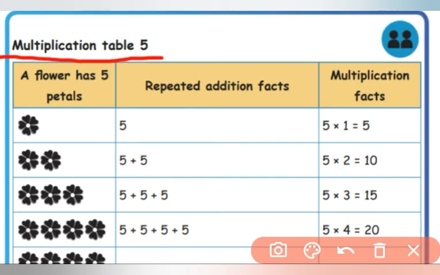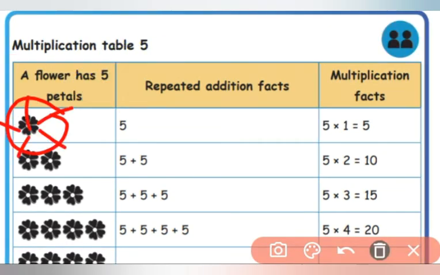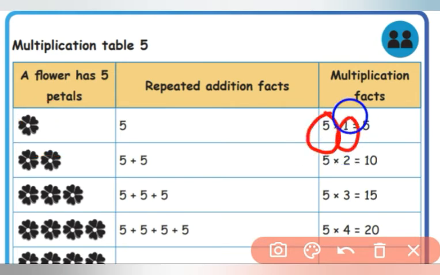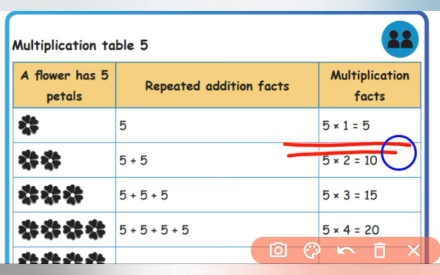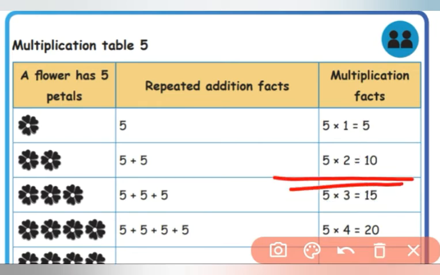Multiplication table 5. A flower has 5 petals. Multiplication facts. See the first one. 1 flower, 5 petals. The total number of petals is 5. The multiplication fact is 5 into 1 is equal to 5. Next, 2 times 5. The number of petals is 5. The number of flowers is 2. The total number of petals is 10. The multiplication fact is 5 into 2 is equal to 10.